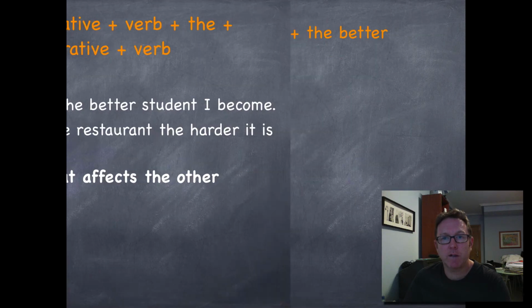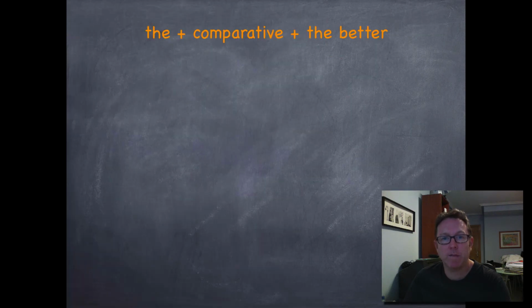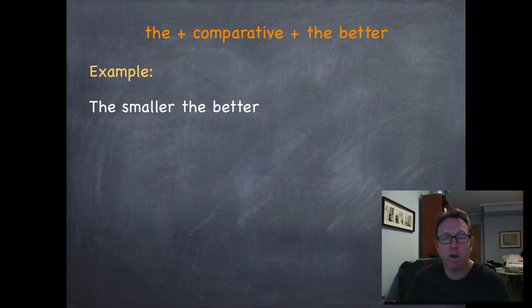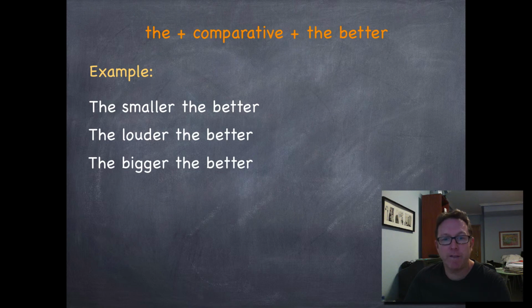Now the last structure we're going to look at is the plus comparative plus the better. Okay? An example is: the smaller the better. Okay? The smaller the better. The louder the better. The bigger the better.